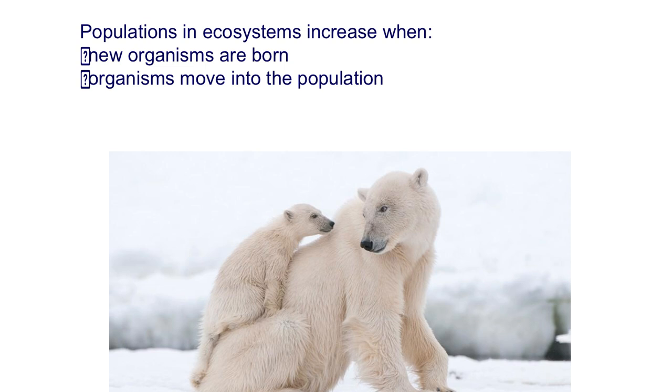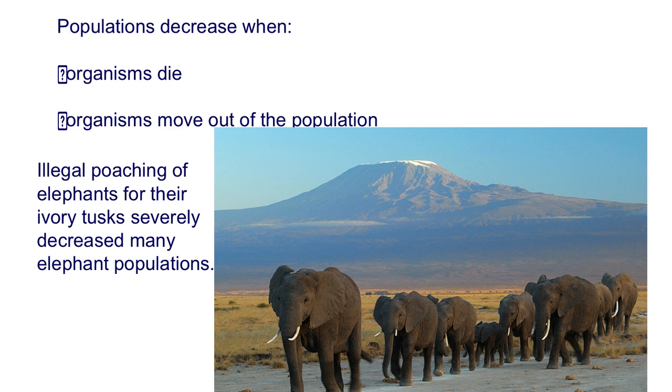So how can a population grow? Well, birth. The birth rate can increase. More babies are born. Or you got immigration of individuals of the same species moving in. How can populations decrease? Death rate increases, organisms die in the population, or they emigrate. Emigrate means move out.